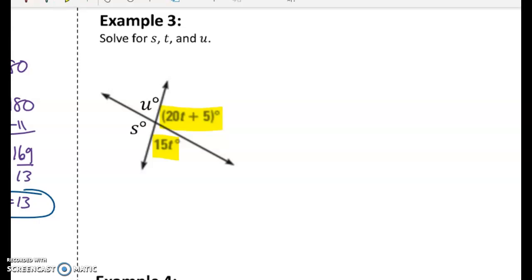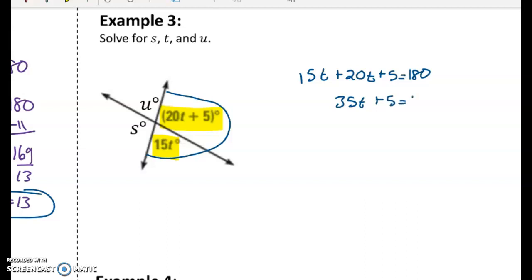All right, they are a linear pair because together they form a line. Now, what do we know about linear pairs? Are they congruent? Or are they supplementary, which means they add to 180 degrees? All right, they're supplementary, so that means we can add them and set them equal to 180 degrees. So that's 35t plus 5 equals 180. So go ahead and find out what t equals.